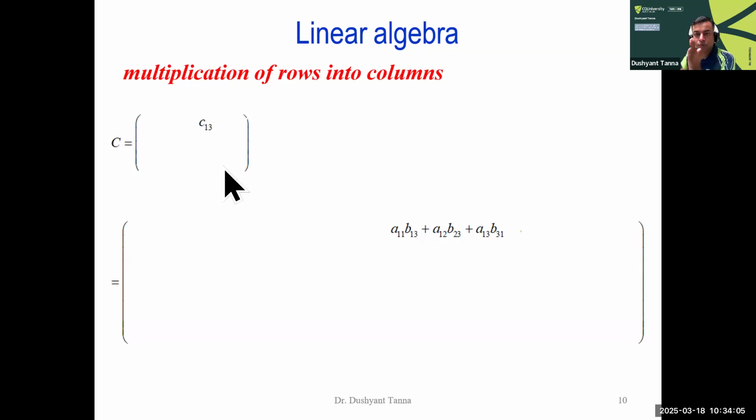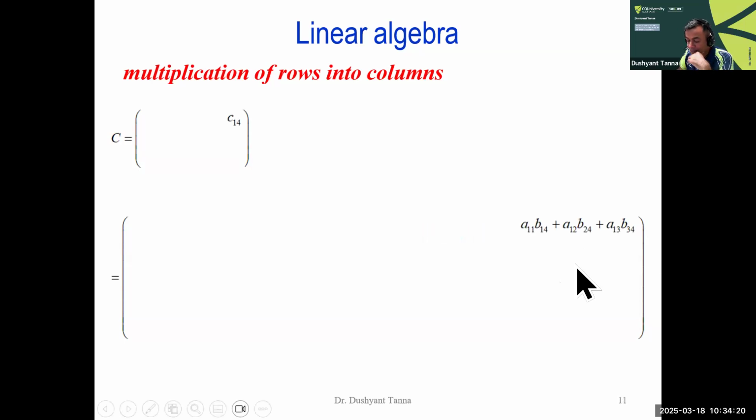C13. So first row with the third column of B. Again, the pattern is the common element will be cancelled, leaving the suffix. Sorry, C33 is a typo here. Right, and similarly keep going. So 1, 4, 1, 4, 1, 4 is left over. And we keep going for all the elements.